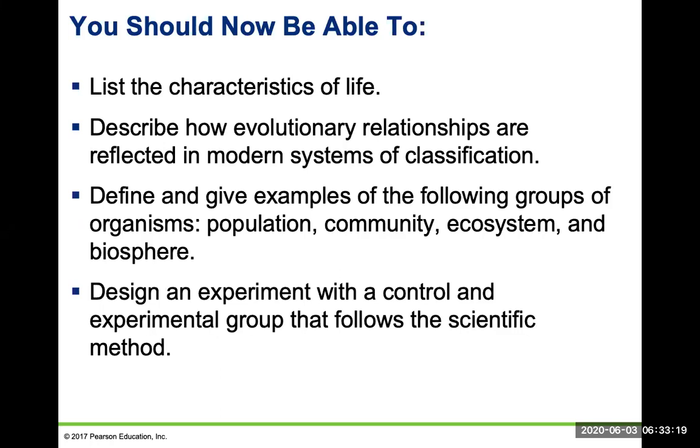So in this chapter, you should be able to list the characteristics of life and be able to describe how relationships are reflected in modern systems of classification. You should be able to define and give examples of these in that scheme of organization: population, community, ecosystem, and biosphere. And you should maybe be able to design an experiment, but also understand experiments with control and experimental groups that follow the scientific method.